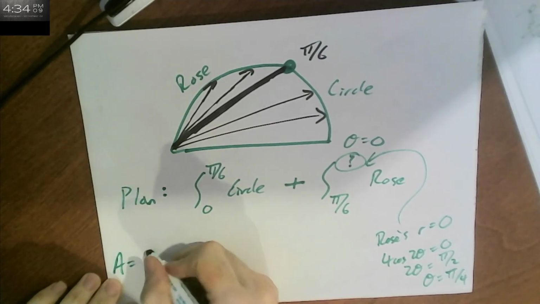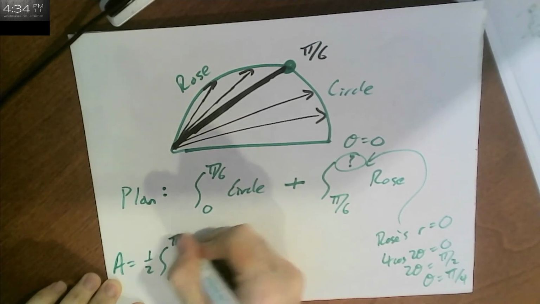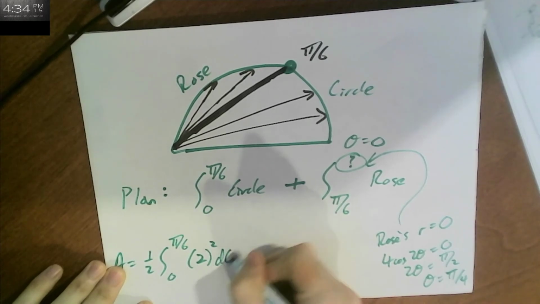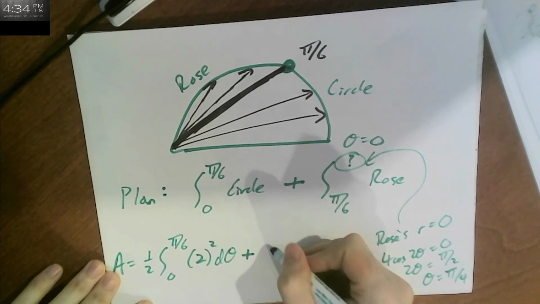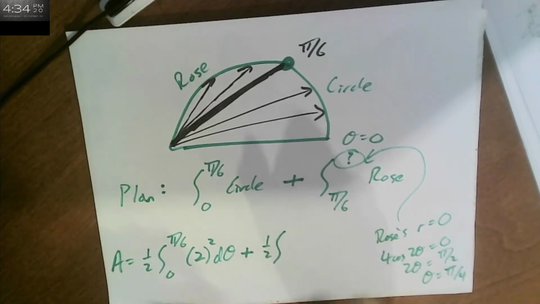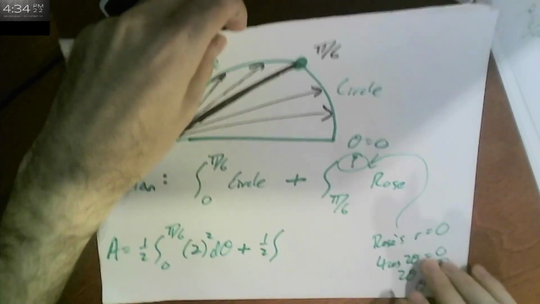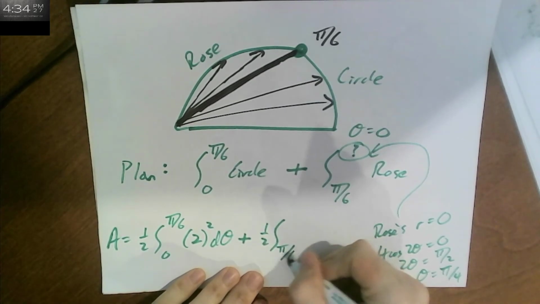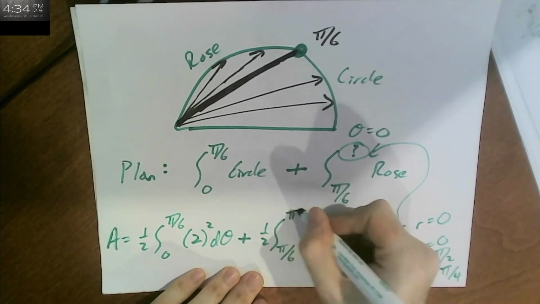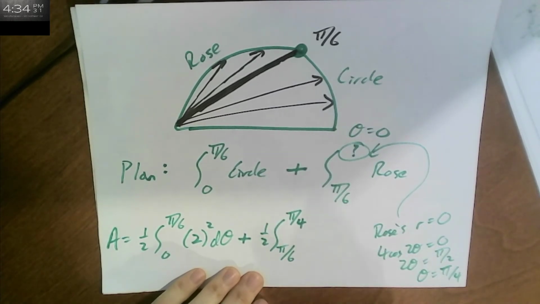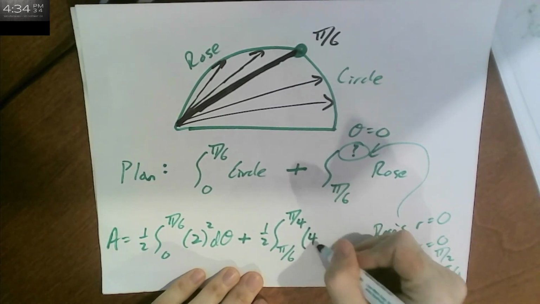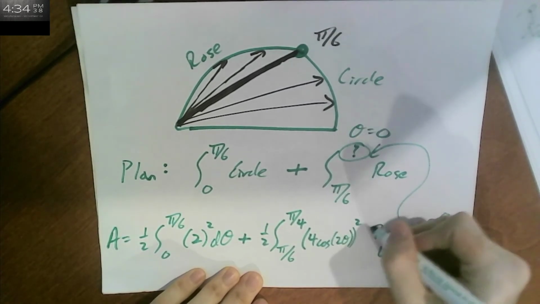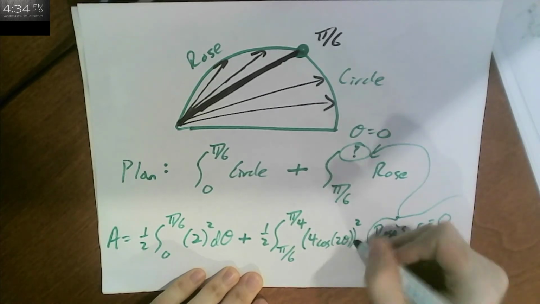Our area is 1/2 the integral from 0 to pi over 6 of the circle's radius, which was 2 squared, d theta, plus 1/2, I noticed a mistake. Let's see if you notice it. I'll fix it in a sec. It's not a big deal, which is why I'm not stopping yet. 1/2 from pi over 6 until pi over 4 of the rose, which had been 4 cosine 2 theta squared d theta.